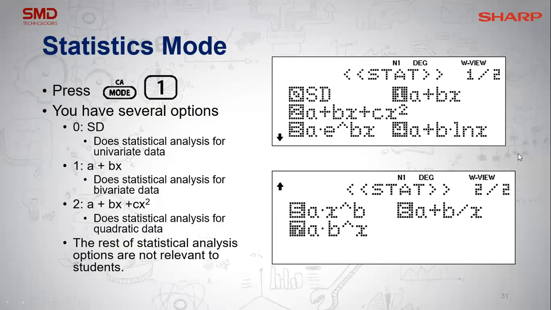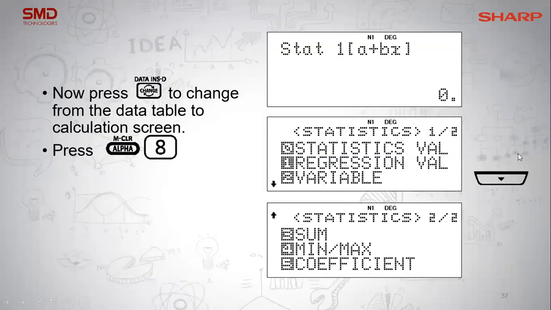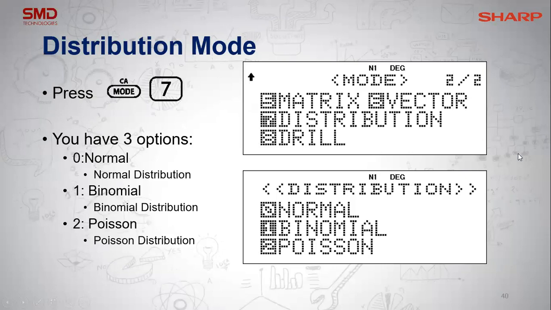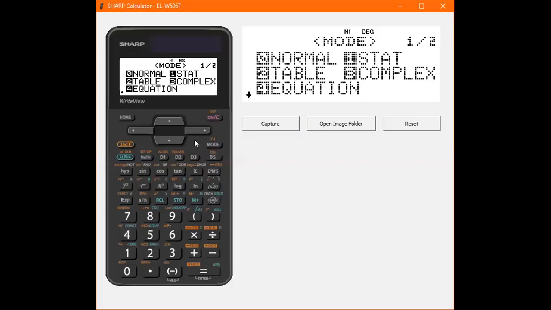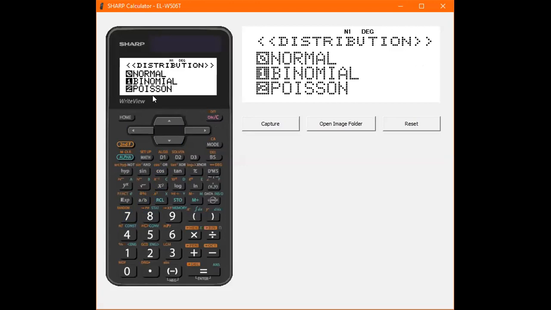Okay, so that's stats in a nutshell. There's linear regression and the example, and I've given you all the different things. I want to go briefly into distribution mode, just so that you know how to deal with it. Okay, so on your menu, you're going to press 7 for distribution. So it's mode and then 7. And then you have 3 different options: normal, binomial, and Poisson.